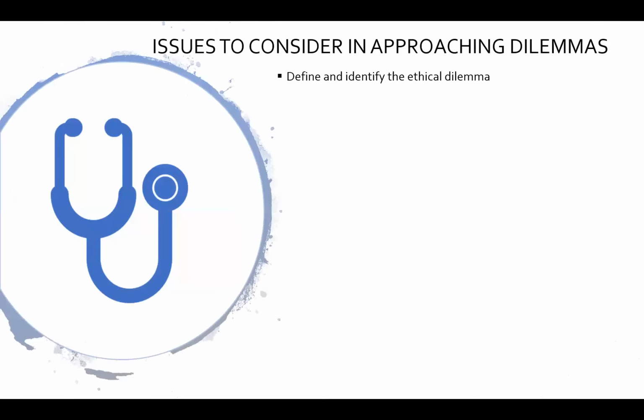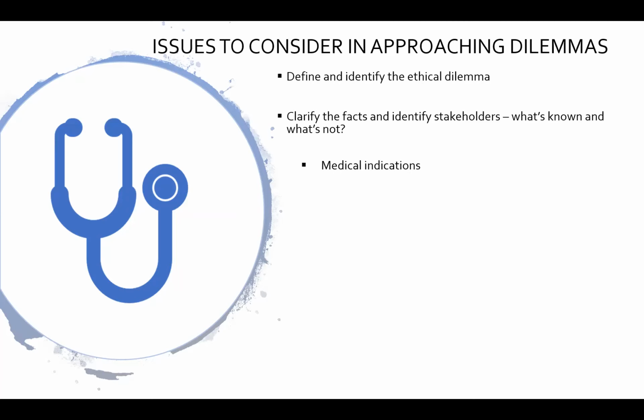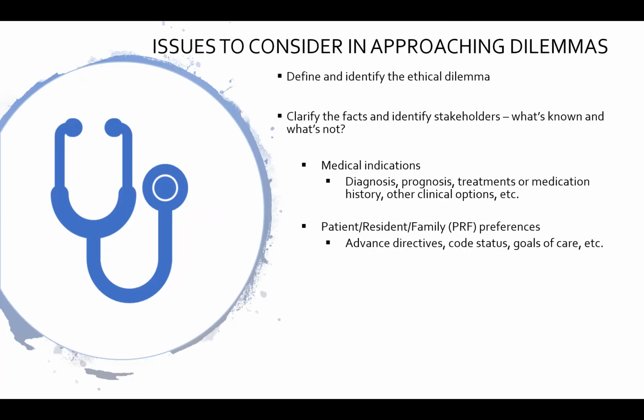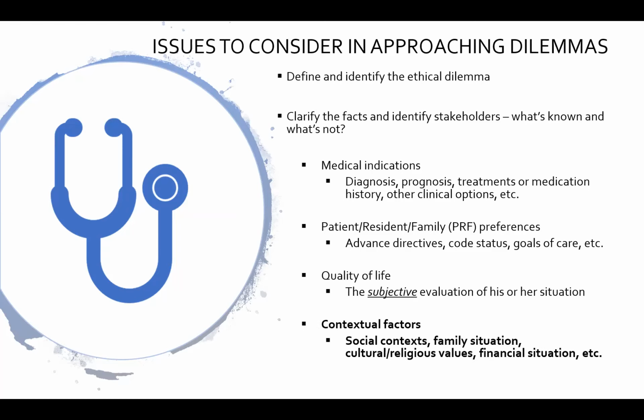So, issues to consider when approaching dilemmas. The approach can include defining and identifying the ethical dilemma. So really, what is it? Clarify what is known and not known, and identify all the key stakeholders. Look at the medical indications surrounding the dilemma, the preferences of the family, as well as quality of life, and then the subjective evaluation of his or her situation. And then also the most important, I think, is the contextual factors.